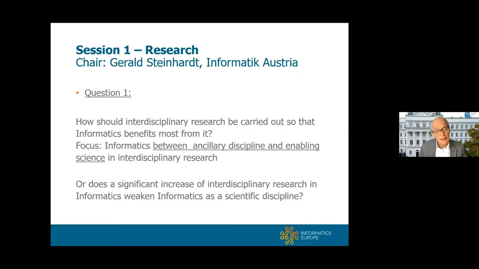And I would raise this question here, the first question, and we should discuss that in about 10 to 15 minutes and then go on to the next question. So, any comments, questions, statements on this question? How should interdisciplinary research be carried out so that informatics does not only serve as an ancillary discipline and support the advancement of other disciplines, but fosters the solving of interdisciplinary problems and or the advancement and development of informatics itself?